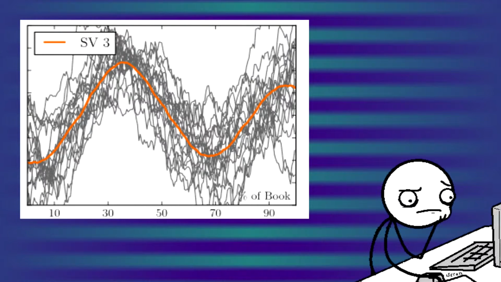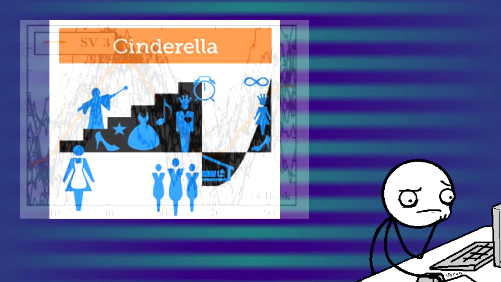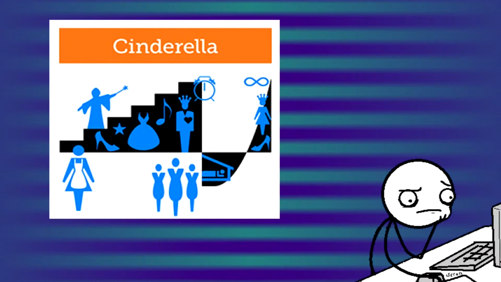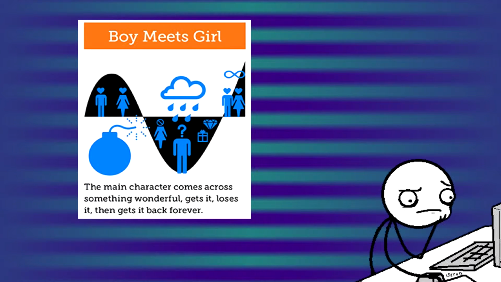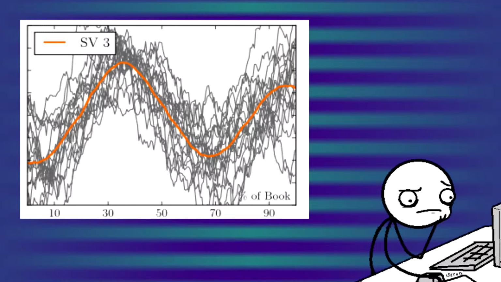Now, the reason I'm emphasizing this is because at least 2 shapes in Kurt's original thesis, both the Cinderella shape, well, the original Cinderella shape, and the boy meets girl shape, are actually contained within this new Cinderella shape.